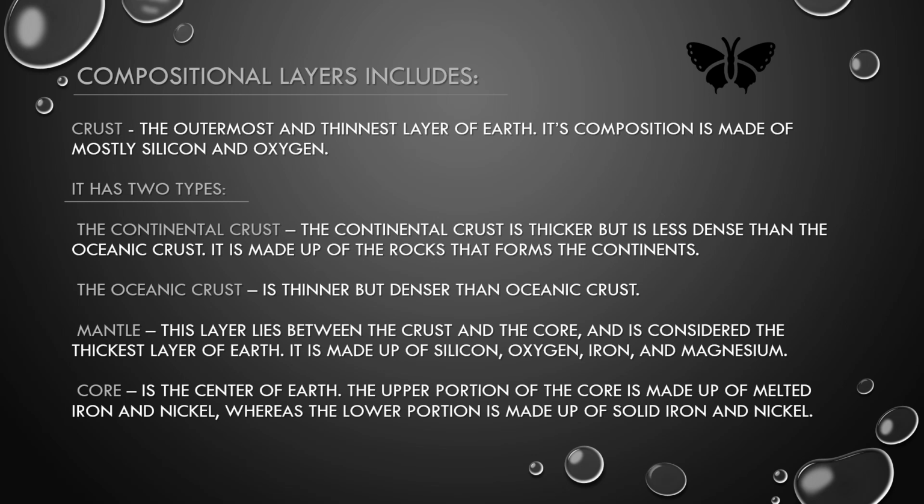So in compositional, there are three main layers, which are the crust, the mantle, and the core. Now, the crust is the outermost and thinnest layer of Earth. Its composition is made up of mostly silicon and oxygen.